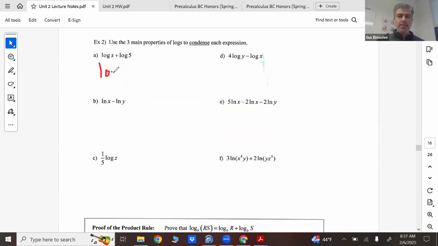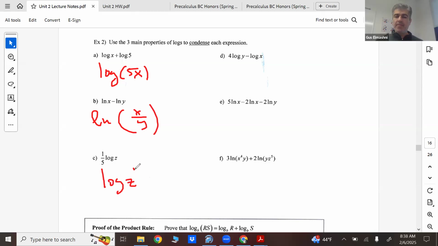That should be pretty simple, right? Not that hard. What about for B? Perfect. Good. How about for C? Yeah, or you could write it like this. I don't really care whether you use a fraction exponent or radical, doesn't matter to me.